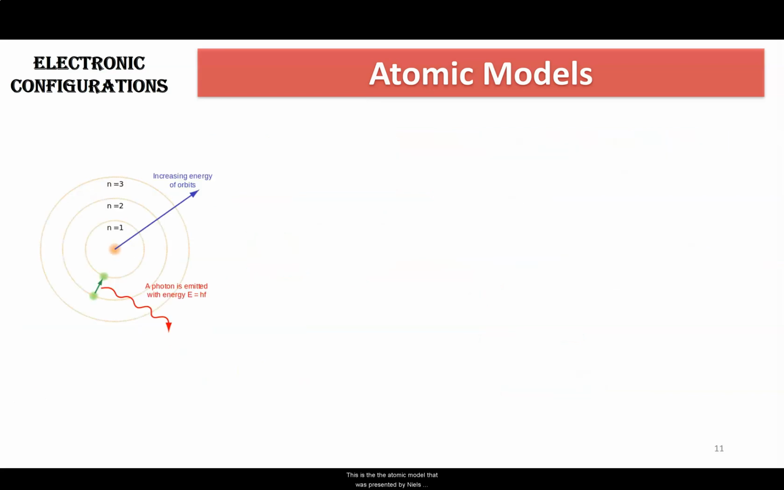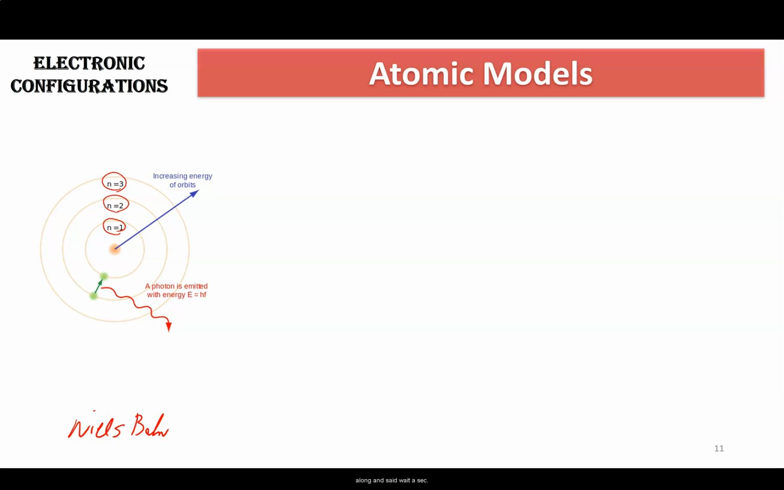Okay, so this is the atomic model that was presented by Niels Bohr. This is Niels Bohr. Okay, Niels Bohr said, I have different energy levels. I have energy level 1, I have energy level 2, and 3. And within these quanta, these containers, if you will, you find electrons.